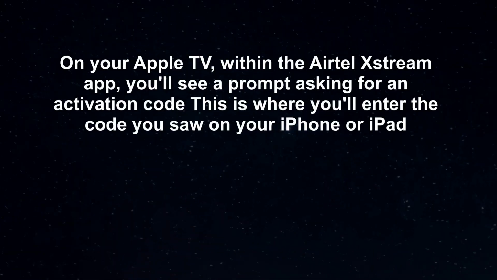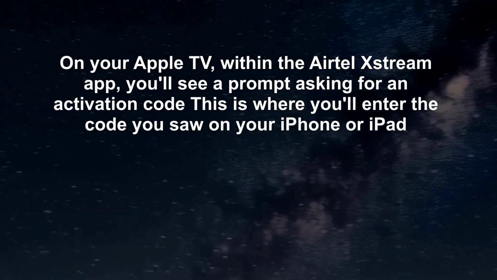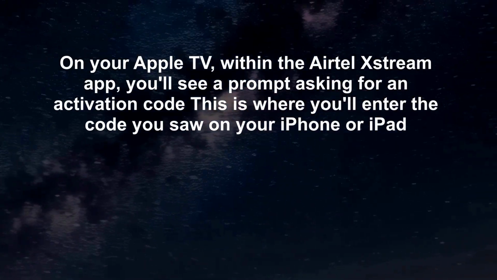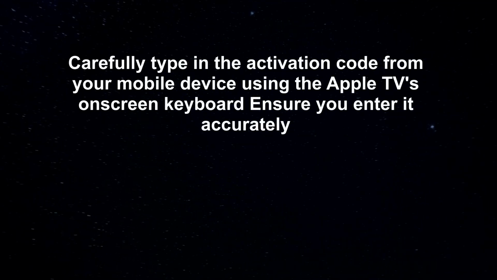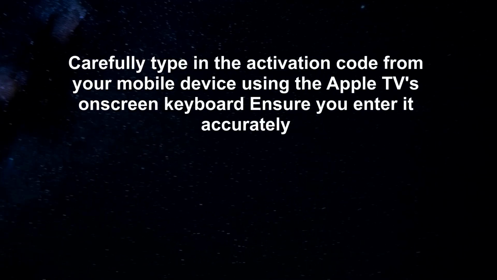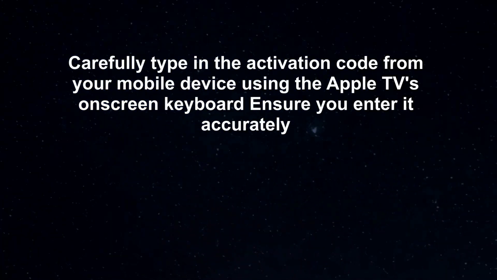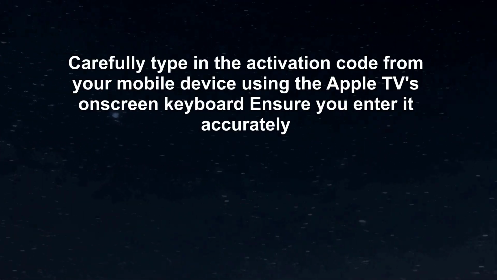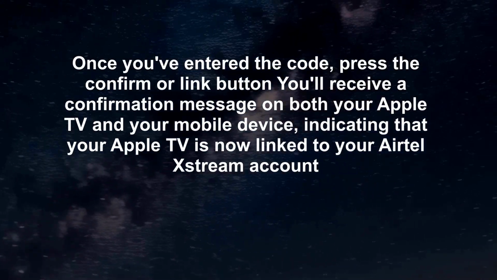On your Apple TV, within the Airtel Xstream app, you'll see a prompt asking for an activation code. This is where you'll enter the code you saw on your iPhone or iPad. Carefully type in the activation code from your mobile device using the Apple TV's on-screen keyboard. Ensure you enter it accurately. Once you've entered the code, press the Confirm or Link button.